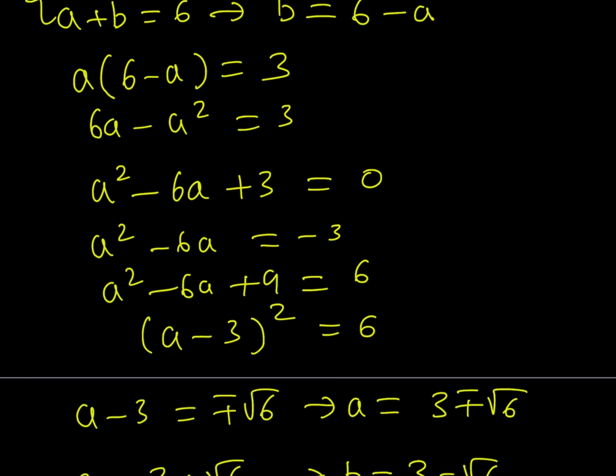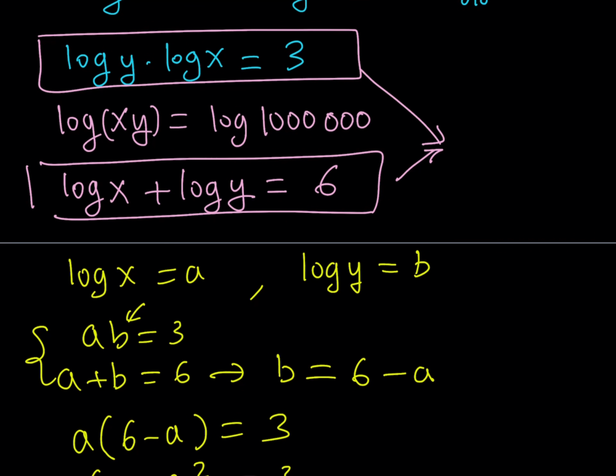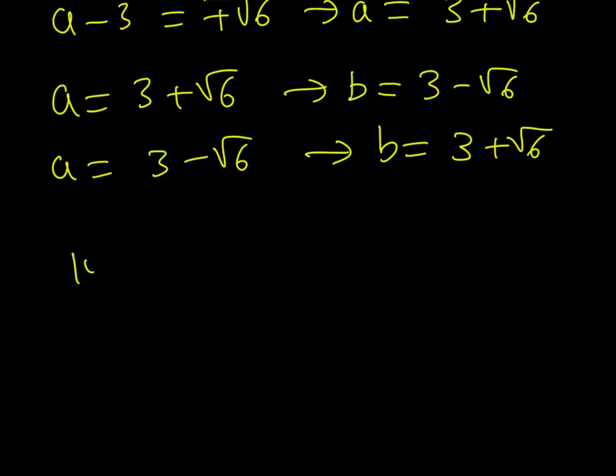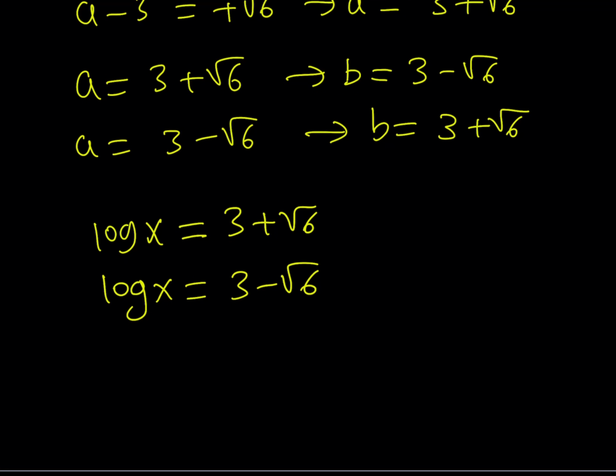But what are the x values? We're looking for x and y, right? Well, we said that log x is a and log y is b. So let's go ahead and get back to it. Log x is a. So since a is 3 plus root 6, for example, log x will be 3 plus root 6. Okay, now if you do 10 to the power of both sides, or use the definition of logarithms, you're going to get x equals 10 to the power 3 plus root 6, and you're going to get x equals 10 to the power 3 minus root 6.